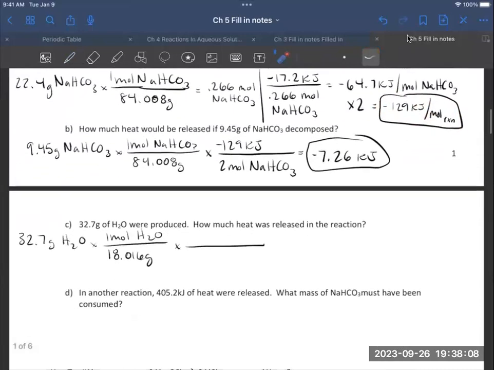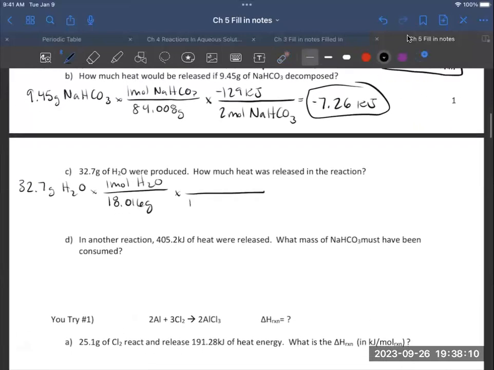to be released. So it's a 1 to 1 ratio. So 1 mole H2O is negative 129 kilojoules of heat energy. Again, we're just using a different part of the reaction here. We're looking at the water that's being produced, but we're still using the delta H reaction. So when we crunch that out, we're going to get negative 234 kilojoules.